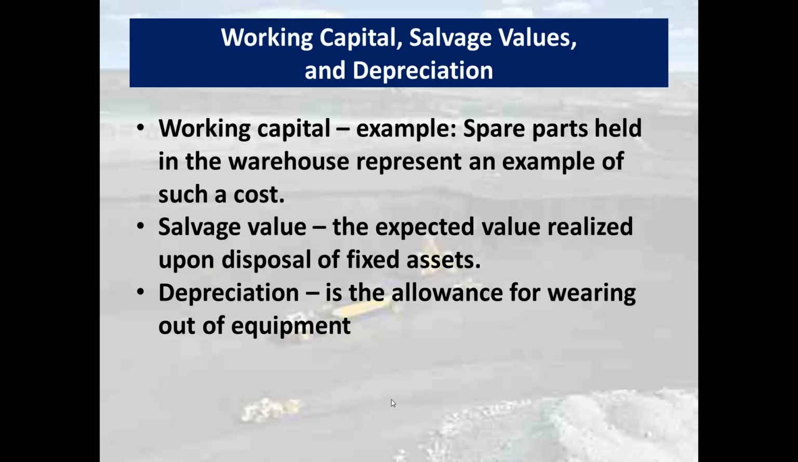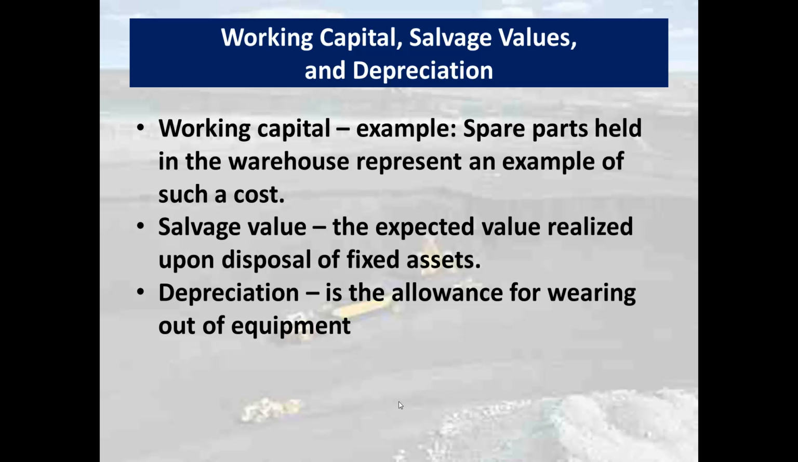Working capital are the funds, as we said before, that are necessary in a business to cover the running costs caused by time differences between expenditures incurred to produce the goods and revenue received. Spare parts, for instance, held in the warehouse represent an example. Salvage value is the expected value realized upon disposal of fixed assets. So if you buy a dozer for $600,000 and sell it 5 years later for $100,000, the salvage value is $100,000. It is a cash flow.